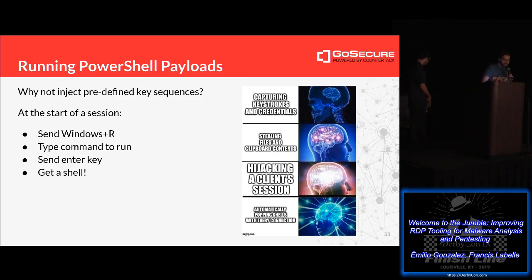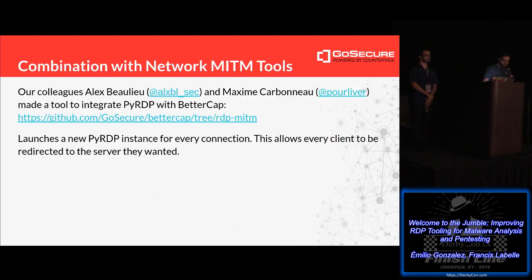Since you can inject arbitrary input packets, you can just send predefined key sequences. So what you can do with this is send a Windows R to open up the run menu, open up a CMD or PowerShell and type whatever payload that you want, and then just send a fake enter key, and then your payload is going to be run.